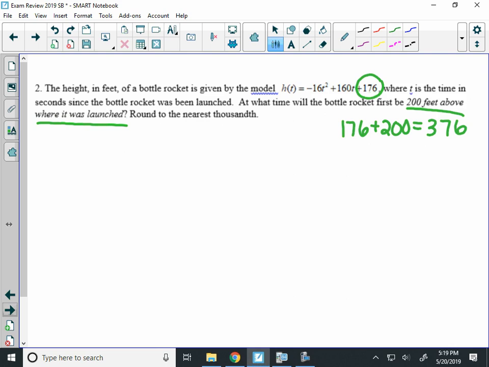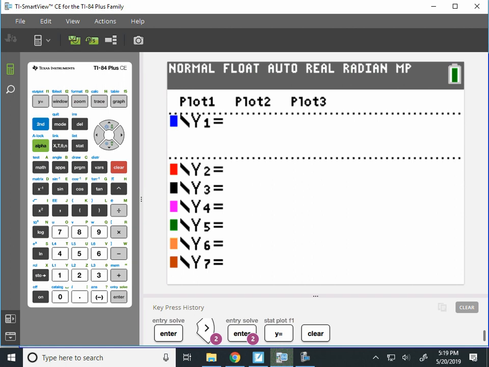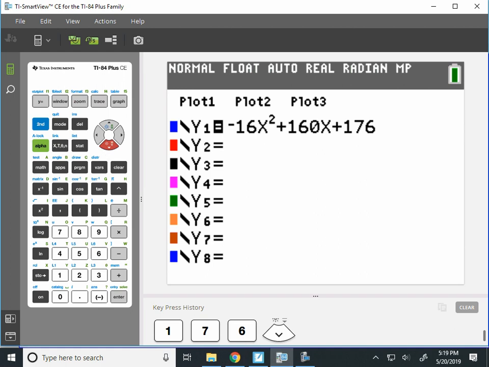So we're going to graph this in our calculator. We're going to go to y equals. We're going to first start by graphing the original equation. Remember, you have to use the x's here when you graph. And I think it's going to be easiest, in the second line, to graph y equals 376. That way I can just trace the intersection. I'll know exactly the time when I get to 376 feet.